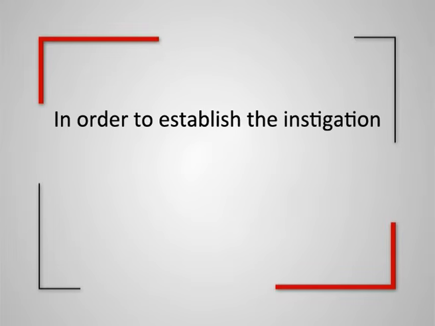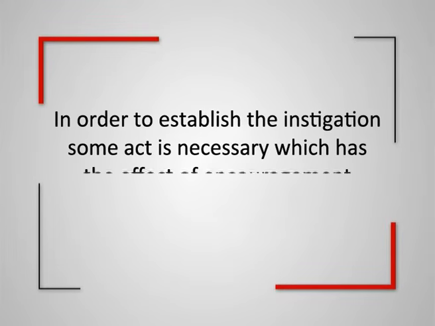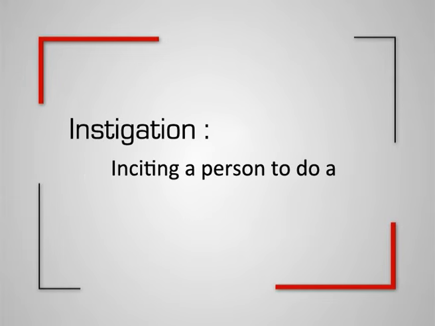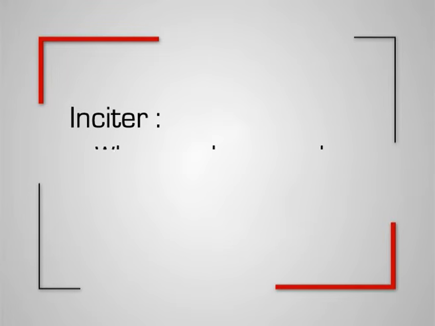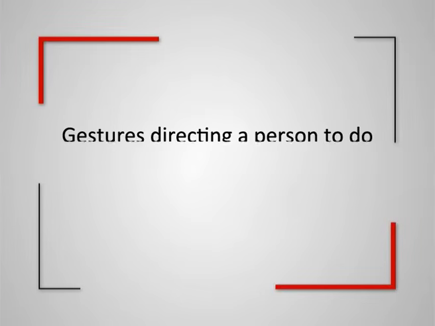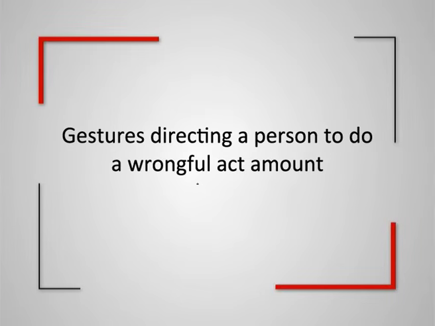In order to establish the instigation, some act is necessary which has the effect of encouragement on the principal offender. Instigation means inciting a person to do a wrongful act. An inciter is one who counsels, commands, or advises the commission of a crime. A person is said to instigate another when he actively suggests or stimulates him to do an act. Mere gestures directing a person to do a wrongful act also amount to abetment.